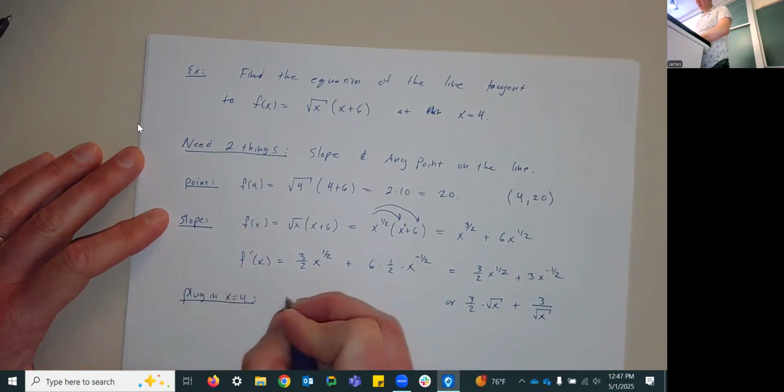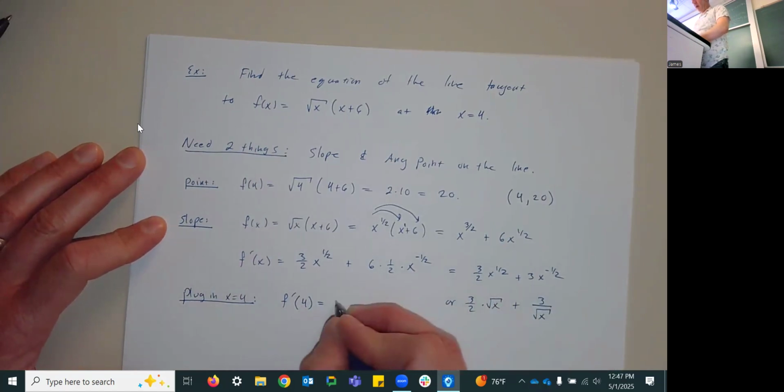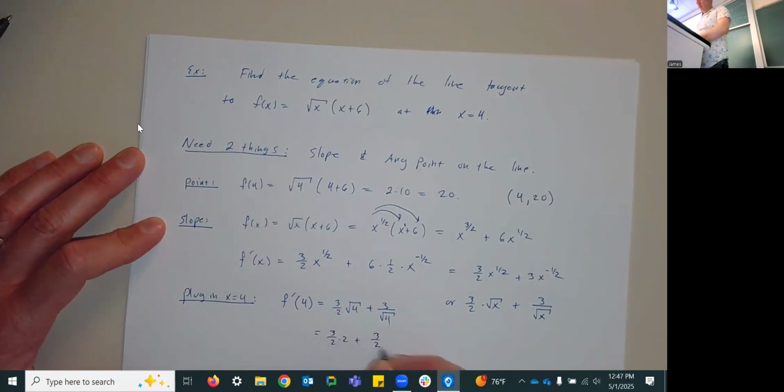So we get that the derivative evaluated at x equal to 4 is going to be, that's kind of why I wrote it this way, so it'd be easier to see what we're going to get. We're going to get 3/2 times the square root of 4 plus 3 divided by the square root of 4, which is 3/2 times 2 plus 3 divided by 2. So that's 6 over 2 plus 3 over 2, which is 9 over 2.